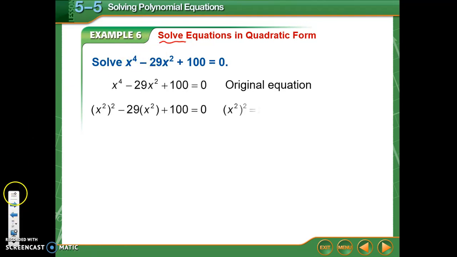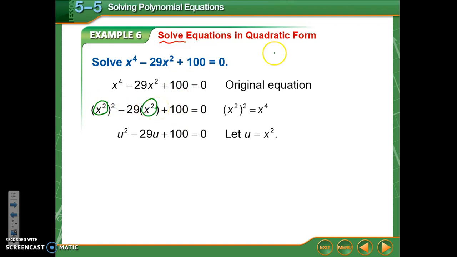So we're going to start by rewriting it in quadratic form, right? X squared squared minus 29x squared plus 100. And then something that makes this a little bit easier is if you take whatever your expression is here that you're squaring, that's the same as this expression that's to the first power, and you replace it with u. So u is going to be the same as x squared. And this is going to make life easier when you're doing the solving. So we're going to replace x squared with u. So this is u squared minus 29u plus 100.